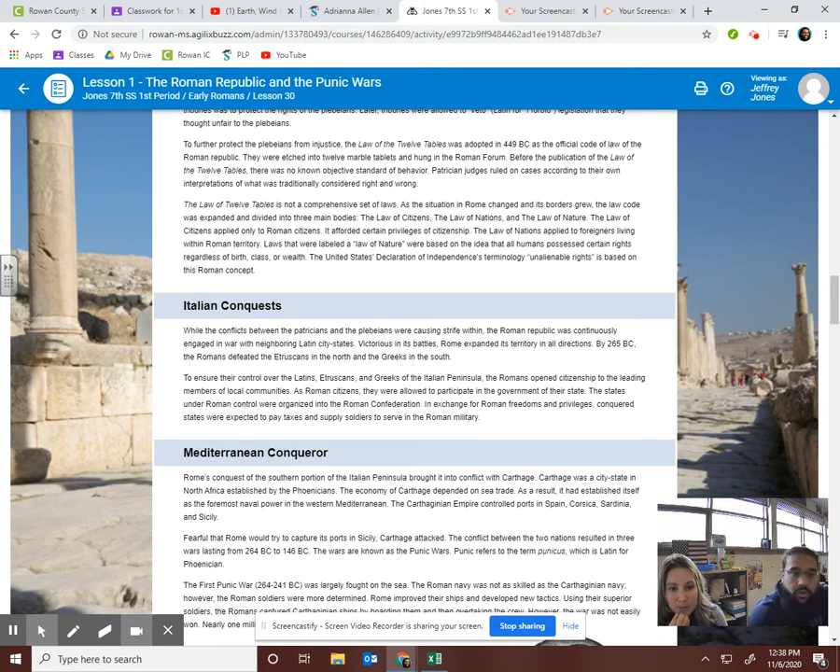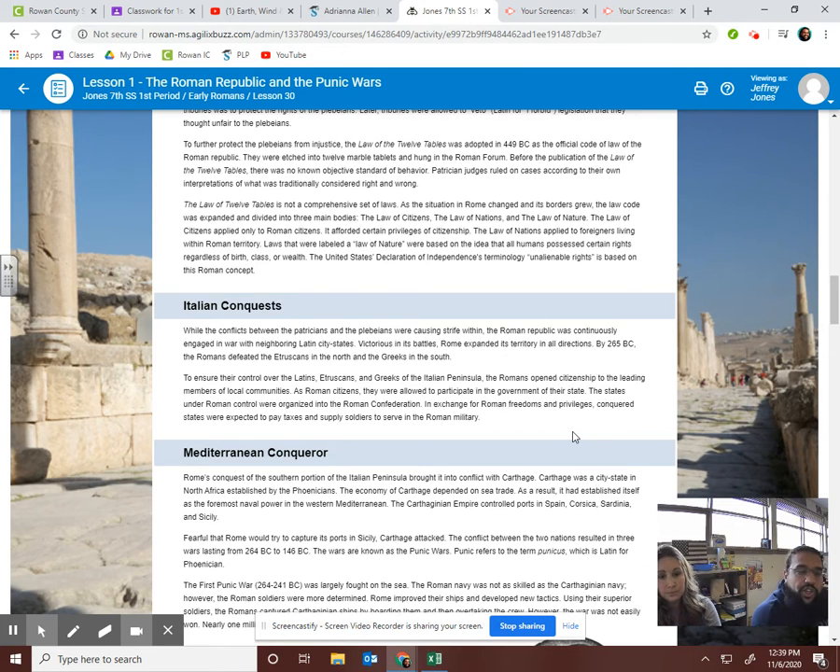So Italian conquest. While the conflicts between the patricians and the plebeians were causing strife within, the Roman Republic was continuously engaged in war with neighboring Latin city-states. Victorious in battle, Rome expanded its territory in all directions by 265 BC. The Romans defeated the Etruscans in the north and the Greeks in the south.